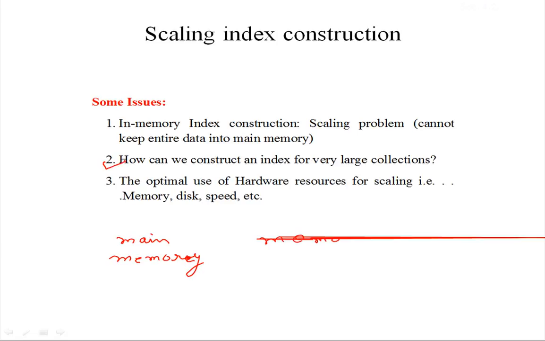So how can we construct an index for very large collections? Large collections means we cannot fit that data properly into main memory at a time. So how can we manage? The best way may be the optimal use of hardware resources, meaning how we can manage the use of disk and main memory in the entire operation. The success and speed of the entire operation will depend upon this management, and all such algorithms just try to apply optimal use of hardware resources for index construction.